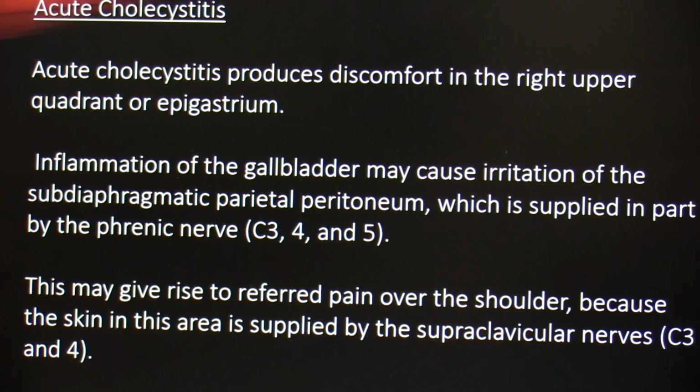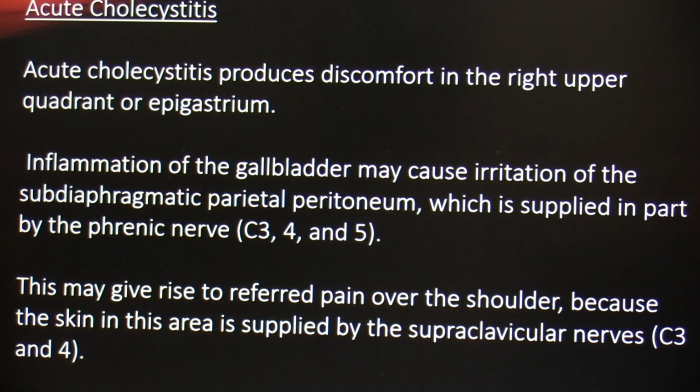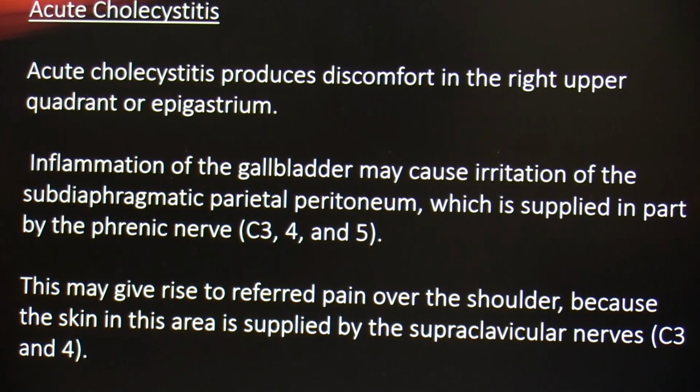Now, what is actually acute cholecystitis? It produces discomfort in the right upper quadrant or the epigastrium. The patient may come to the clinic with acute pain in the right upper quadrant or epigastrium, and another symptom the patient can come with is pain over the shoulder. Why is it so? Because inflammation of the gallbladder may cause irritation of the subdiaphragmatic parietal peritoneum, which is supplied by the phrenic nerve. So this may give rise to referred pain over the shoulder, because the skin in this area is supplied by the supraclavicular nerve, C3 and C4.